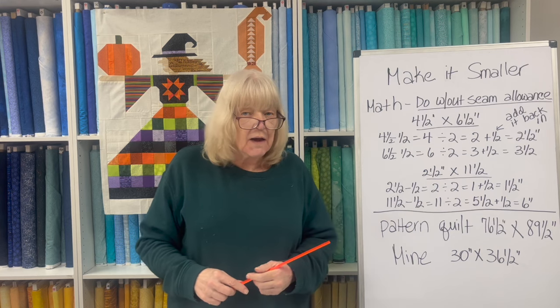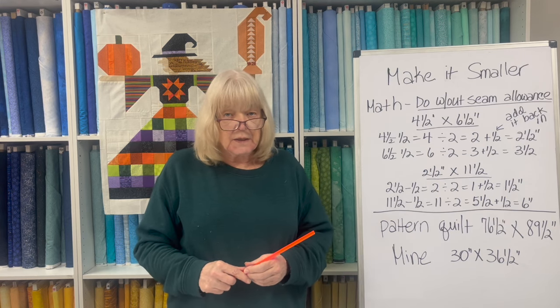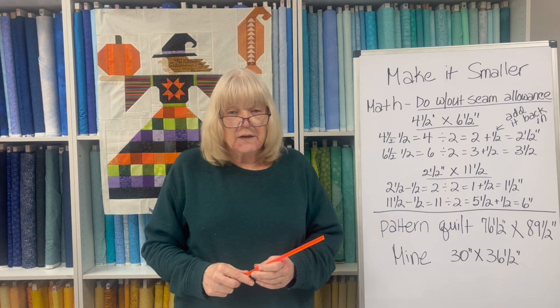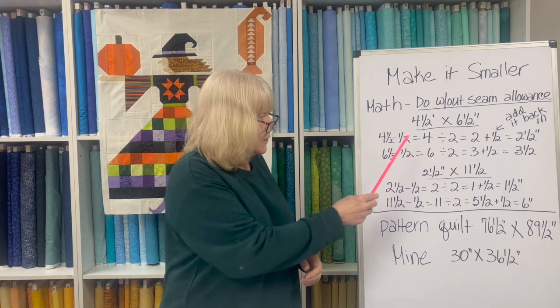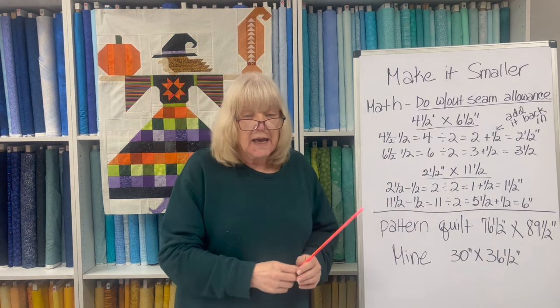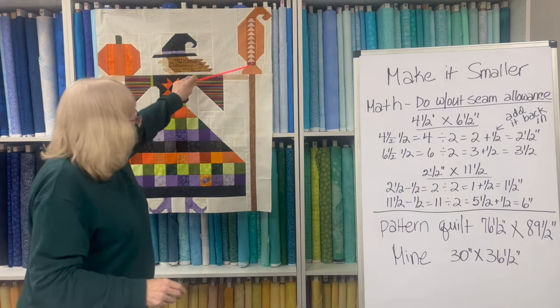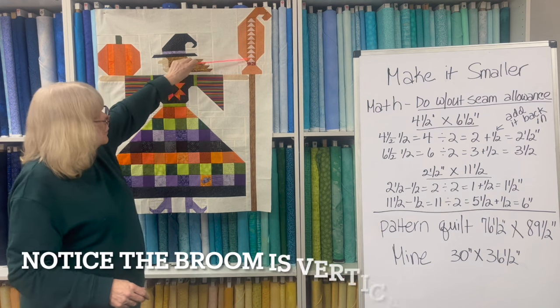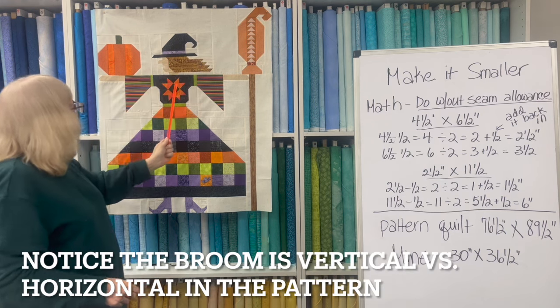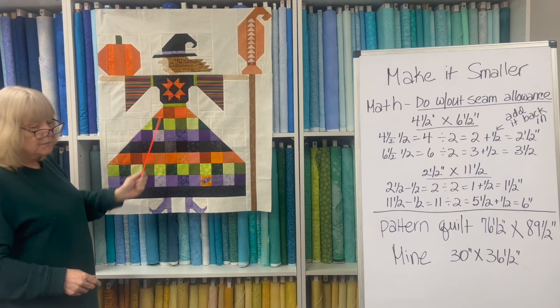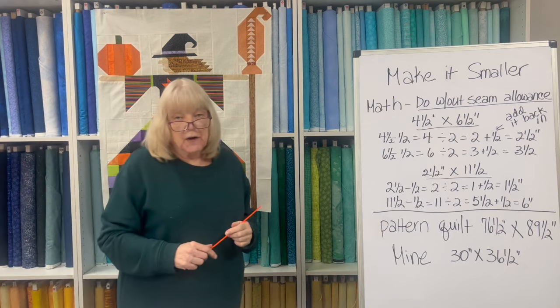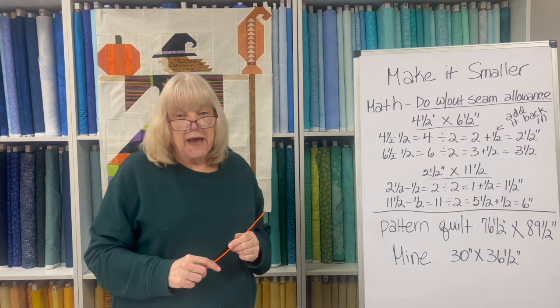Now there's a couple other things in this quilt that required a little bit more math than just cutting pieces. And if you look at it here, there's little flying geese here in the broom, and there is this star on the witch's blouse. So let me switch out the whiteboard and we'll go over that math.